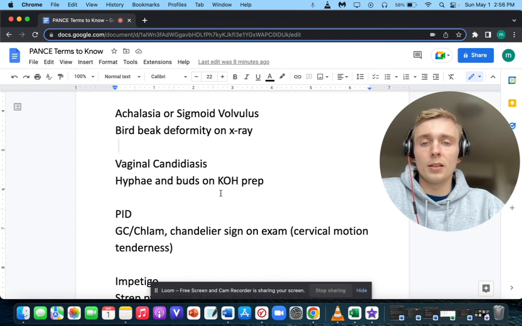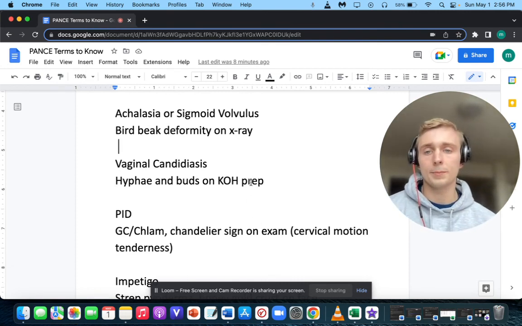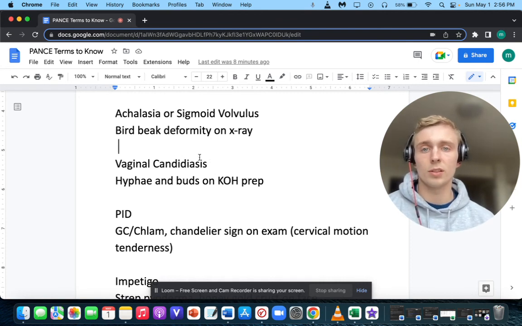Hyphae and buds on KOH prep. So hyphae and buds on KOH prep, you want to think of vaginal candidiasis. And of course, the pH in vaginal candidiasis will be under 4.5.